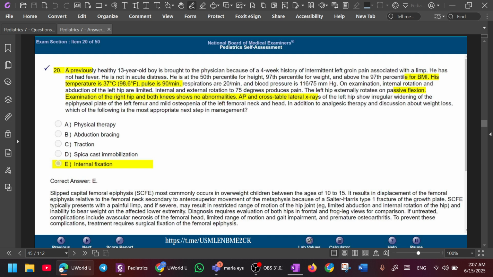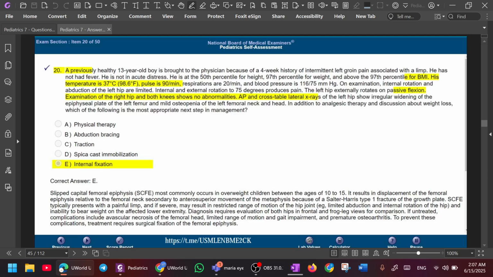It typically presents with a painful limp and, if severe, may result in restricted range of motion of the hip joint, limited abduction and internal rotation of the hip, and inability to bear weight on the affected lower extremity. Diagnosis requires evaluation of both hips in frontal and frog-leg views for comparison. If untreated, complications include avascular necrosis of the femoral head, limited range of motion, gait impairment, and premature osteoarthritis. To prevent this, treatment requires surgical fixation of the femoral epiphysis.